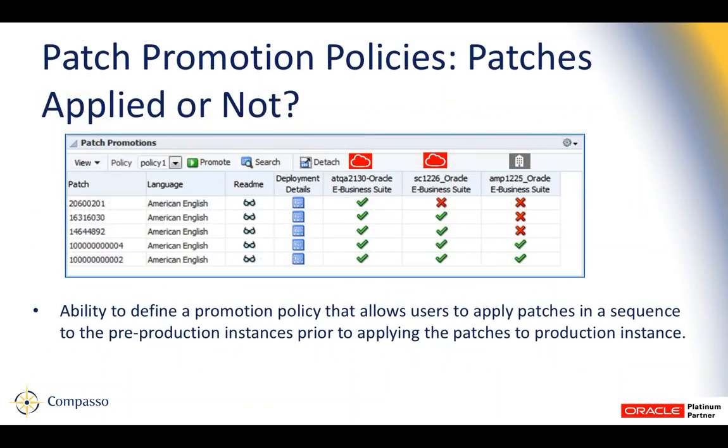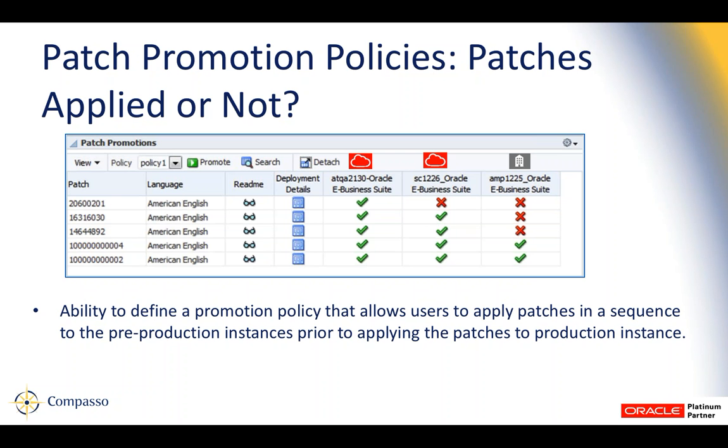Patch promotion policies allow you to verify that certain patches have been applied across environments and whether or not they've been applied. So if you're skipping some patches, if the sysadmin or the super admin has gone out there and bypassed certain ones, you don't lose track of that. You can still get a report that tells you whether or not a patch has been applied to a specific environment or EBS instance. Right?